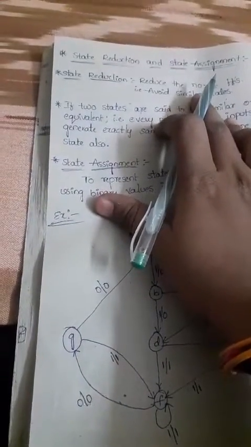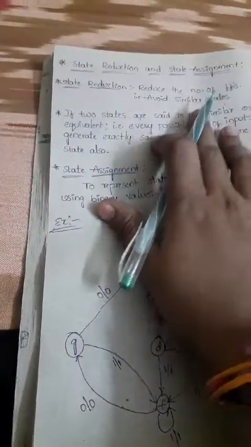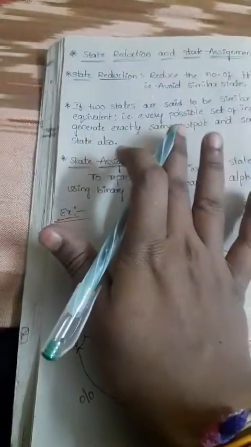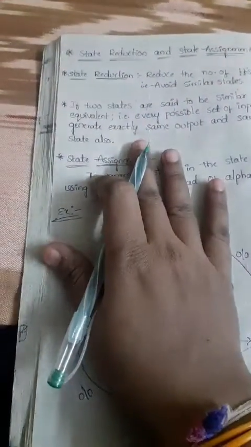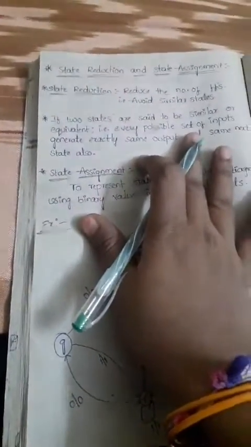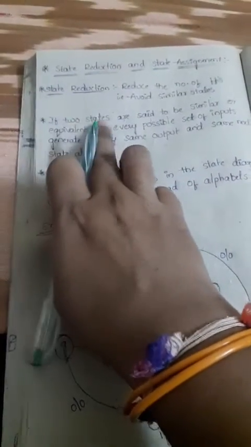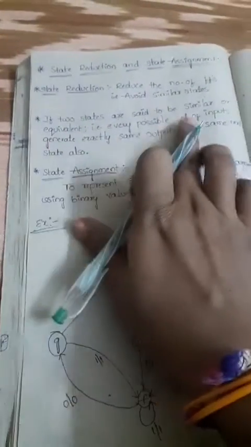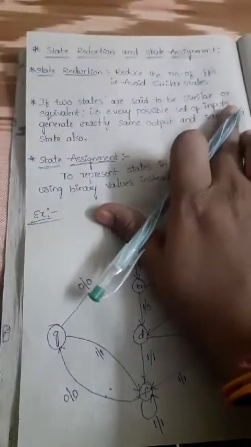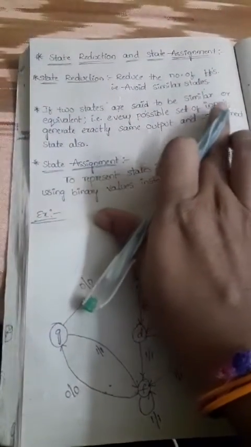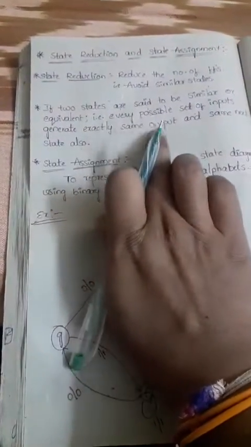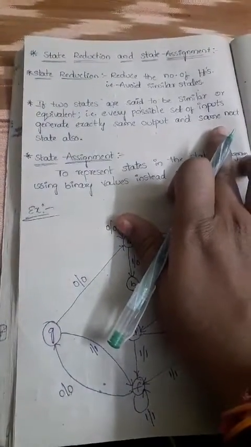Here we are going to consider that when two states are similar, then we can reduce one state. I clearly mention that if two states are said to be similar or equivalent, that means every possible set of inputs generates exactly the same outputs and the same next state also.